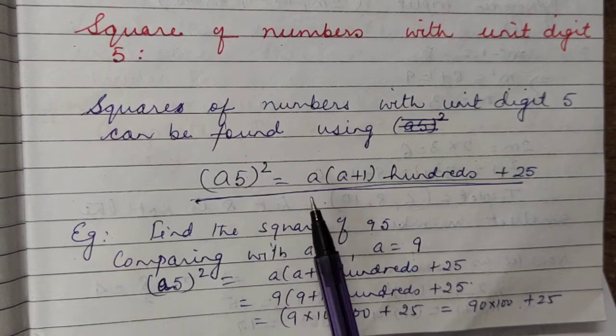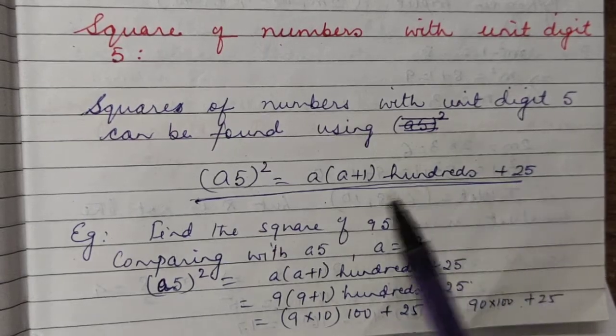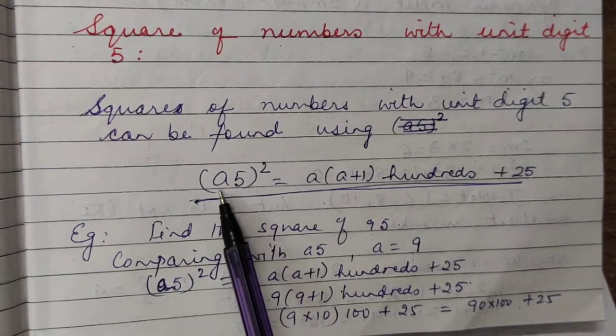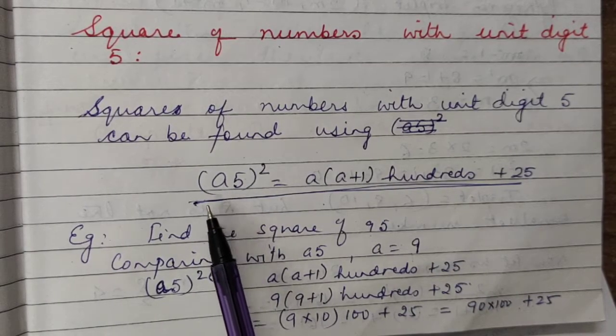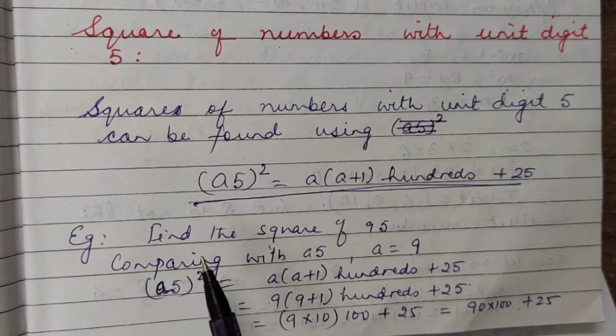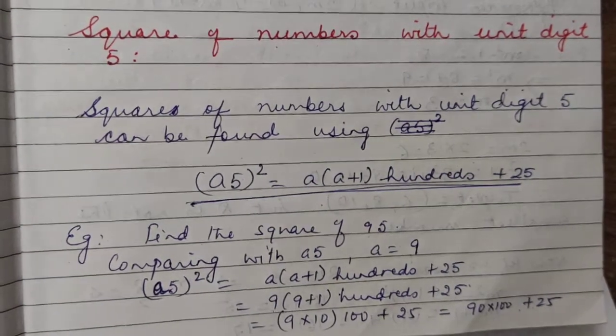(a5) whole square equals a into (a plus 1) hundreds plus 25. This a can be any digit. It can be 85, 95, 105, any digit it can be. You have to just put the value of that digit in place of a, use this formula and find the number.